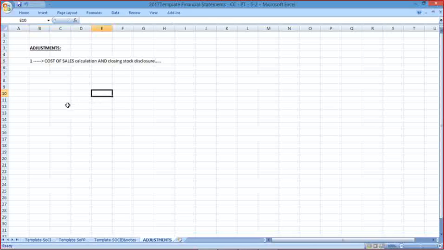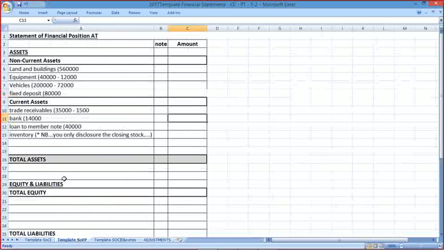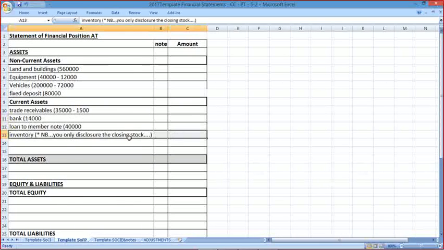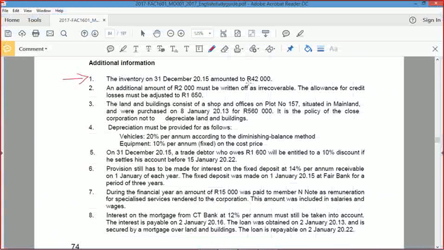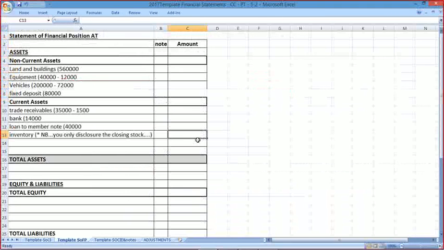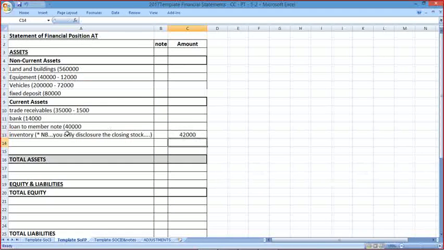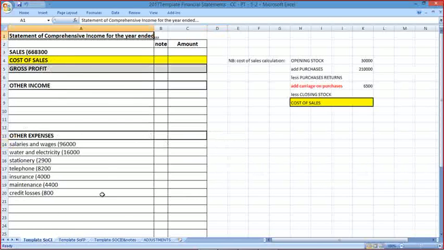So the easy mark is to show it on the statement of financial position. Earlier we spoke about it. We said inventory is going to be recorded here, but not the opening stock, the closing stock. And the closing stock we now know is 42,000. So 42,000 will be recorded there. Easy mark. Always put closing stock on the statement of financial position for a periodic system.